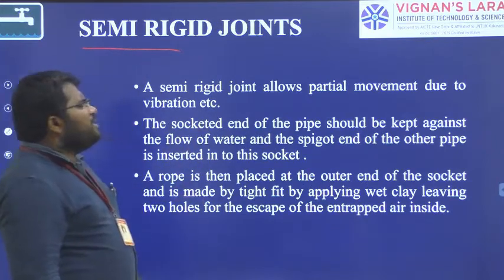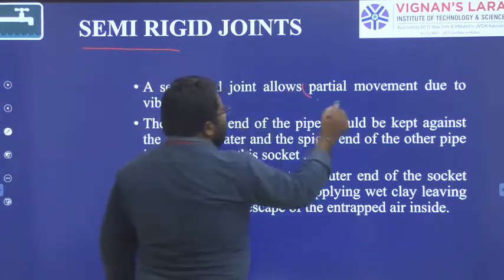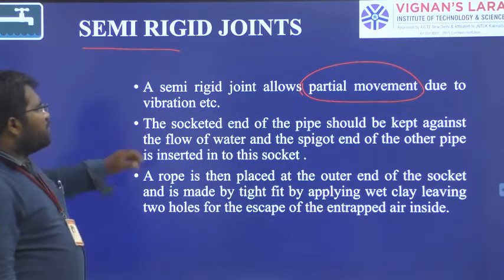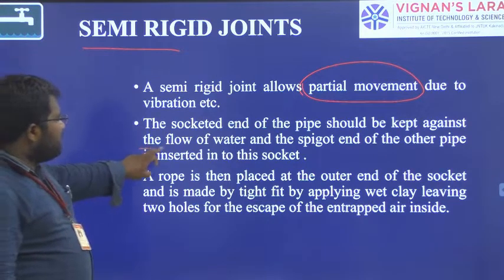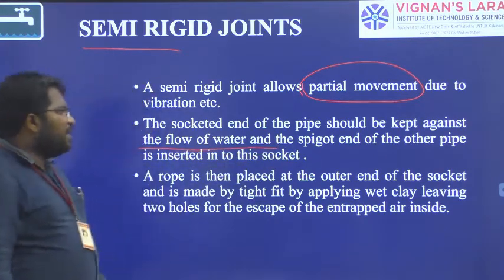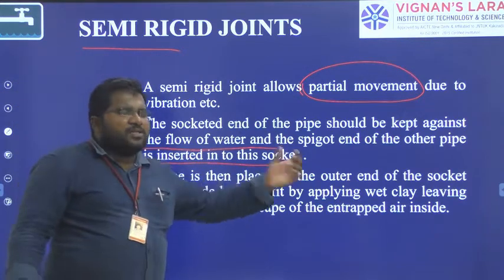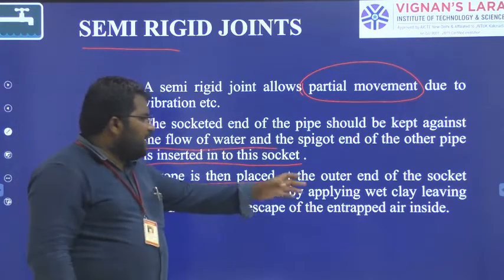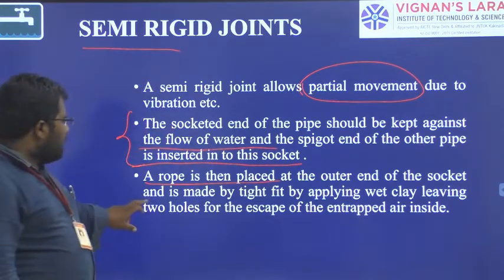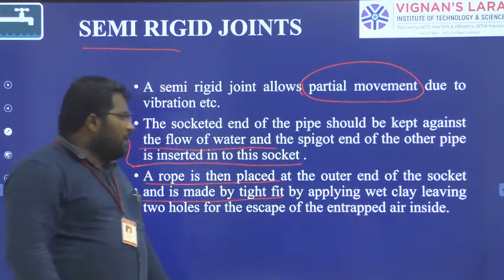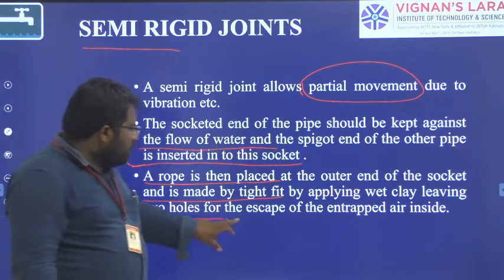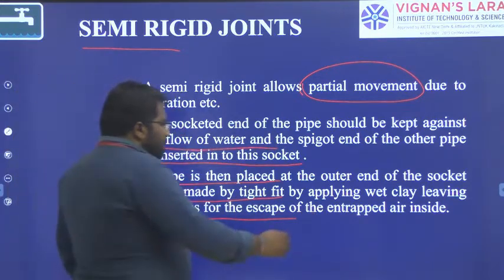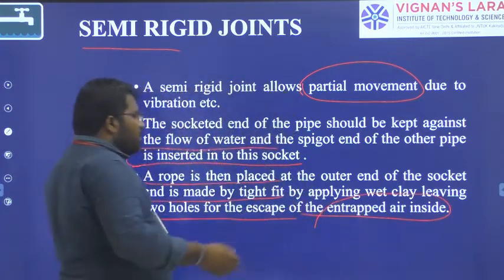Semi-rigid joints allow partial movement. A rigid joint never allows any movement, but this is going to allow partial movement. The socketed end of the pipe should be kept against the flow of water, and the spigot end of the other pipe is inserted into this socket. Next, a rope is placed at the outer end of the socket and made a tight fit by applying wet clay, leaving two holes for the escape of entrapped air inside. So the air inside the pipes is allowed out.